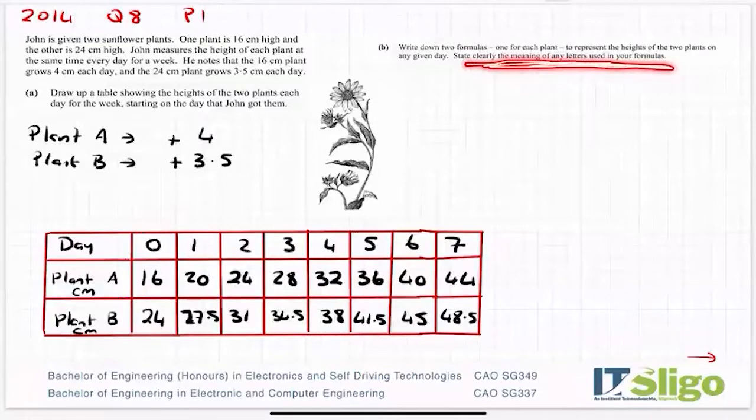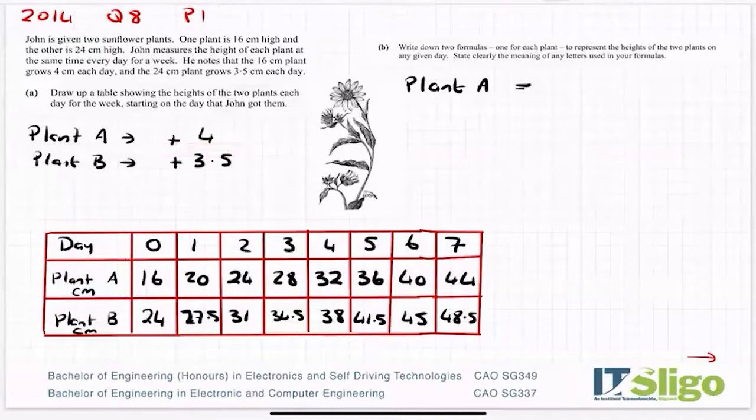So I can call it anything I want. I just have to explain what it is. Okay. So I'm going to say Plant A equals. So you want your height on any given day. So in other words, what did I do to go from here to here? Well, I added on 4, but I added on 4 to what? So the first bit is, where are you starting? I'm starting at 16 and I'm adding on 4. So that's the pattern to get from here to here.